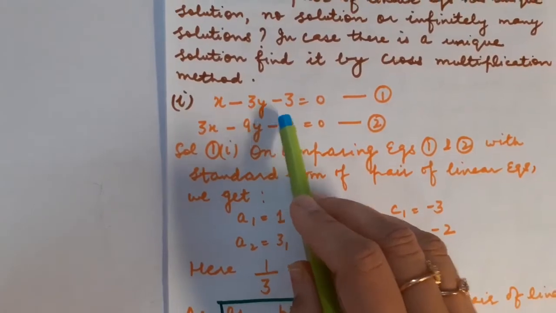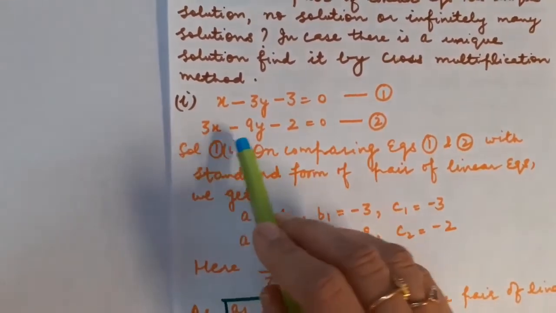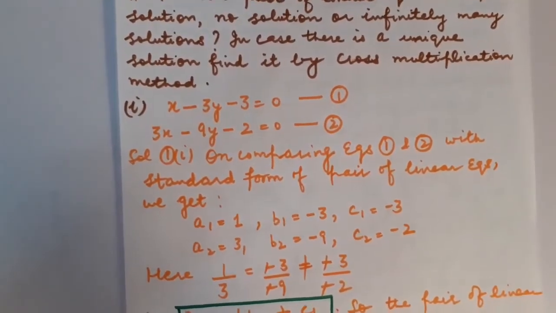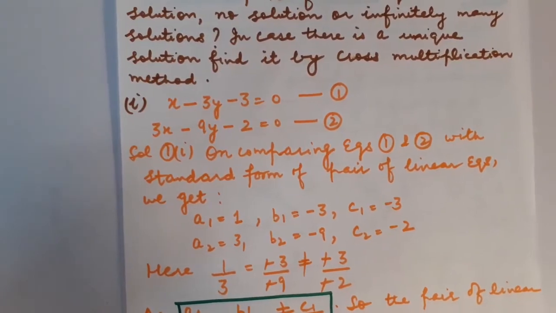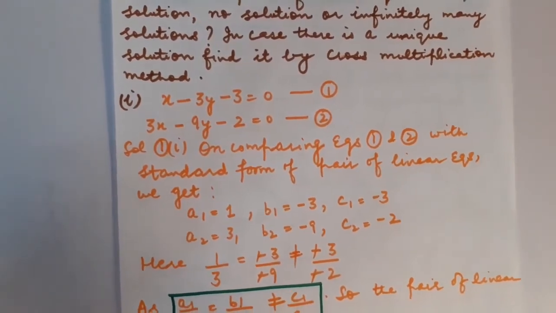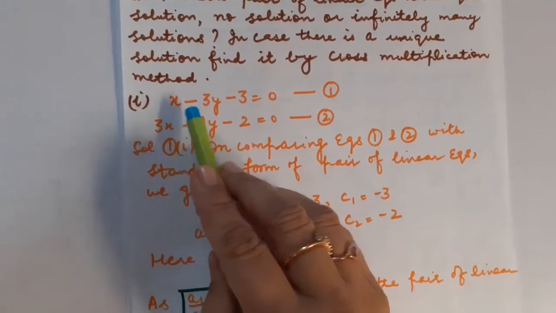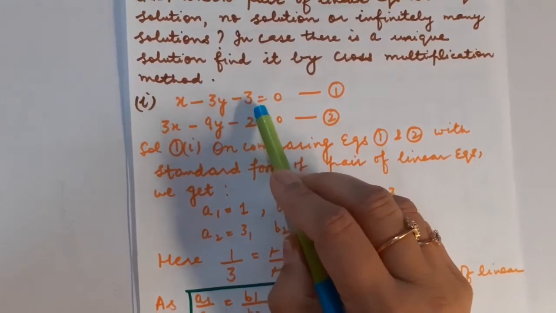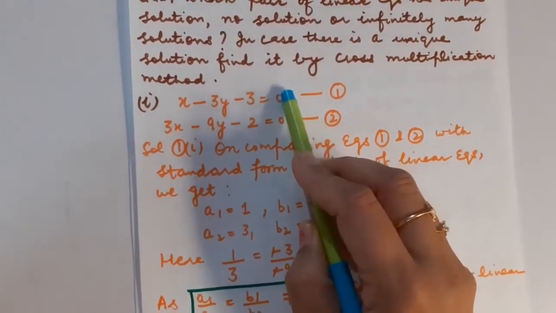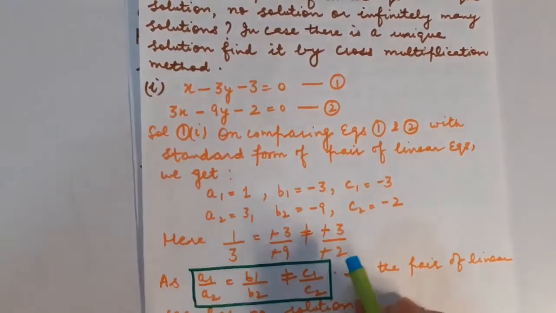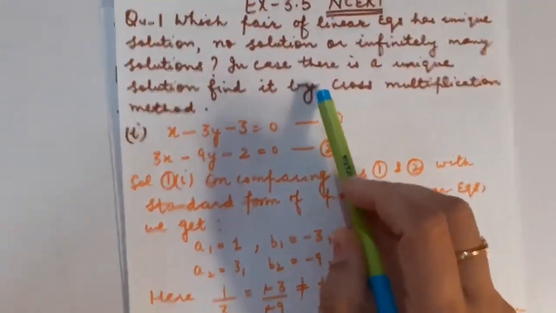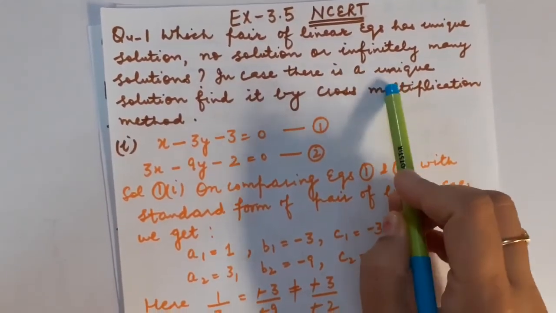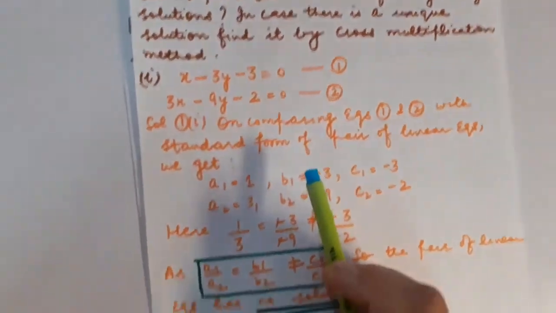x minus 3y minus 3 is equal to 0. 3x minus 9y minus 2 is equal to 0. Always remember one thing: you can apply the cross multiplication method only when you have the actual generalized form given. Means this is actually a1x plus b1y plus c1 is equal to 0. Means you have to take care that c1 should not be on the RHS side. It must be on the left hand side only. Now what is the condition given in the question? That you have to apply the cross multiplication method only when the solutions are unique. So let us check the conditions first of all.